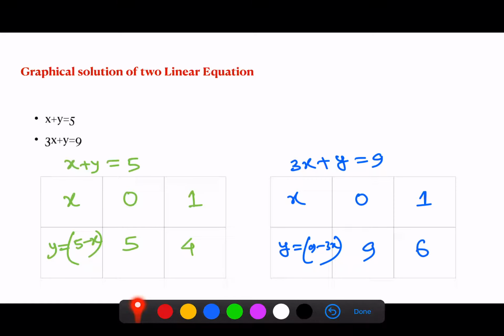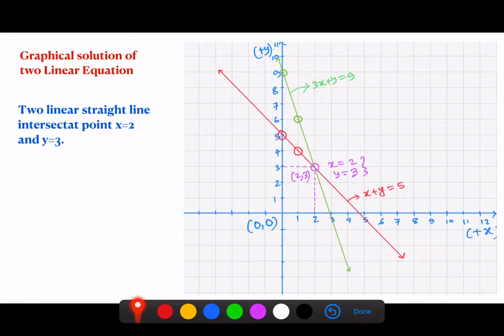Now we plot the graph, the graphical solution. When we plot these points, we get two straight lines and they intersect at a point, x equals 2 and y equals 3.